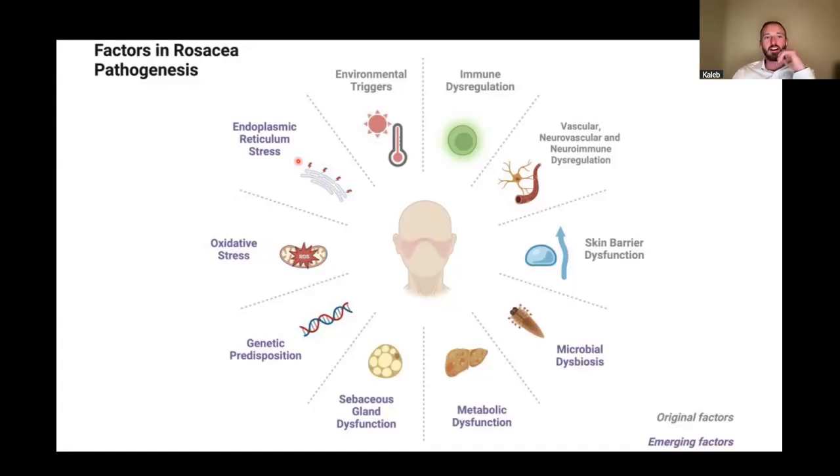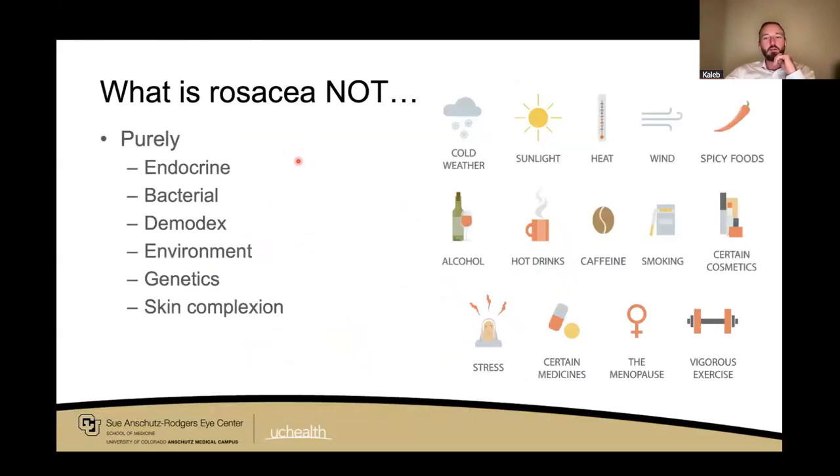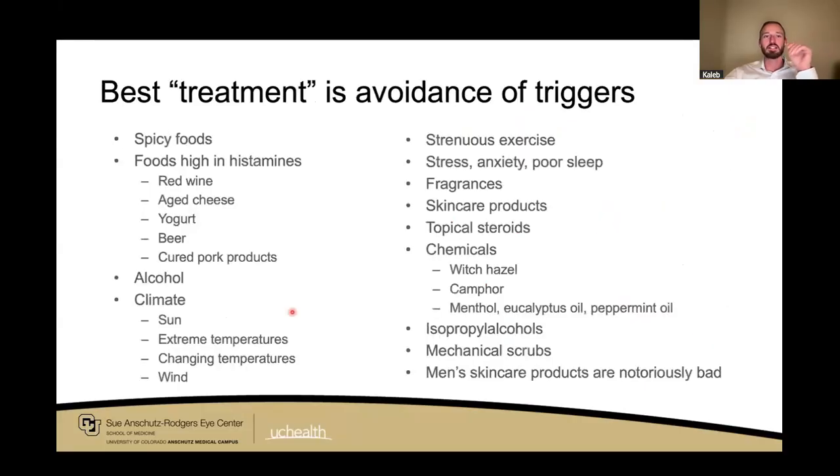And for this reason, facial rosacea and ocular rosacea is hard for people to wrap their heads around and understand. It's also why we see so many different treatments for facial rosacea. And it can be confusing because you might have 5 patients come into your office that have facial rosacea. They're all on 5 different treatments for their facial rosacea. And you're thinking, well, how can that be true? Because there's so many different things that are going on. But what rosacea is not, is it's not purely an endocrine problem or bacterial. It's not purely Demodex, not purely environment, genetics, or skin complexion. It's really a mixture of many different things happening to these patients.